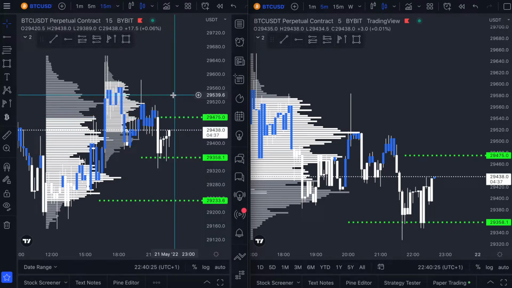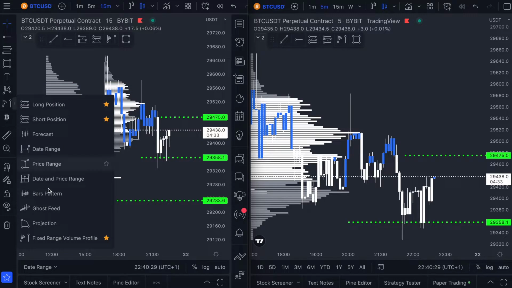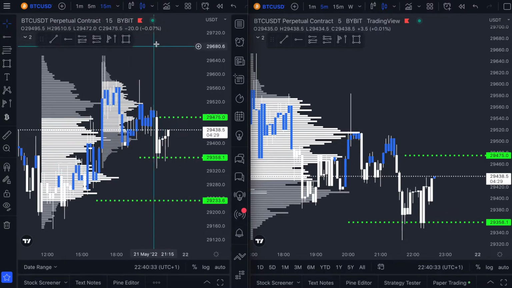Hi guys, today, this is my first ever video, and I will be trading using a tool in TradingView called the fixed range volume profile. On the left here I have a chart on the 15-minute of Bitcoin US dollar tether, and here are just my favorite tools.